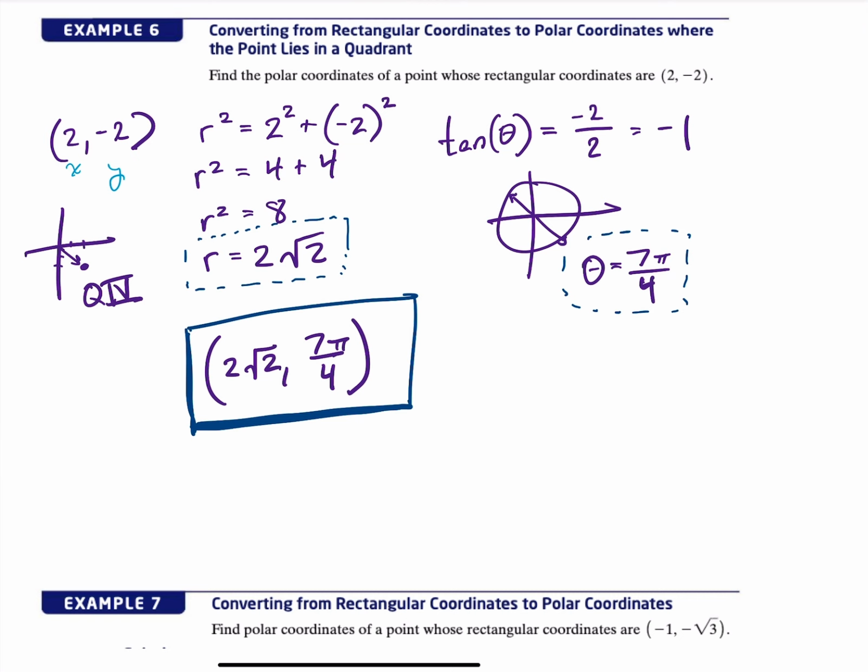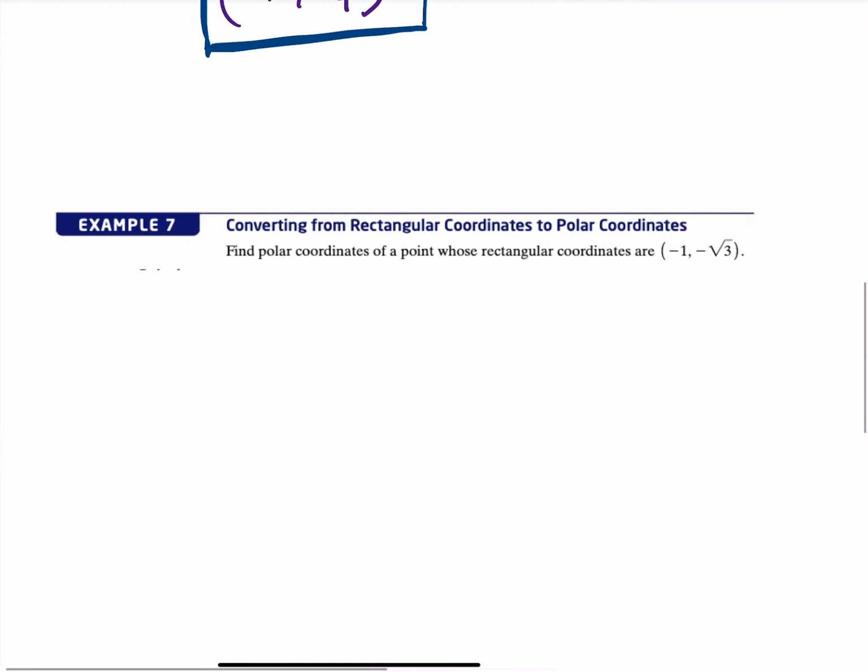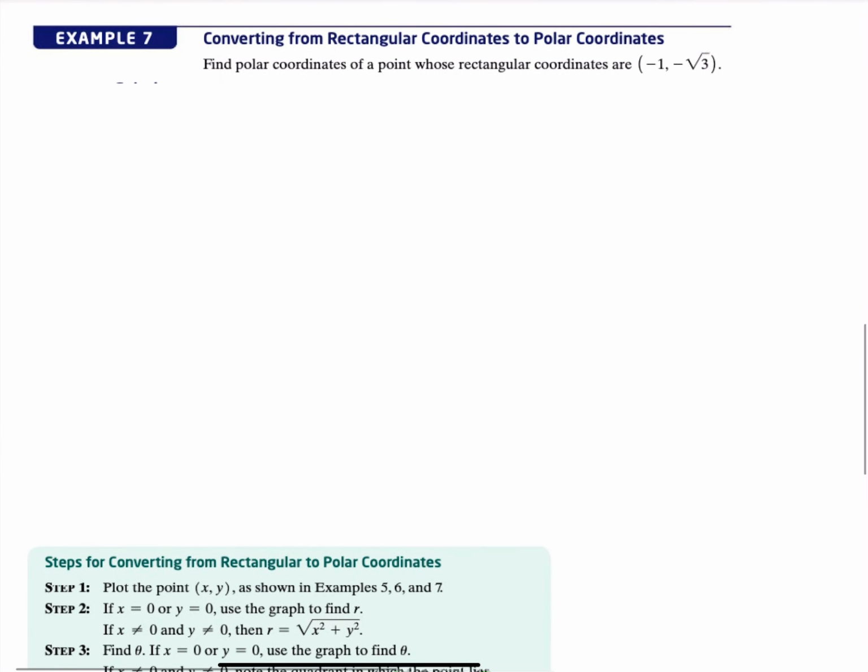All right, let's look at one more of these, example 7. So we're given the rectangular point, negative 1, negative root 3. So that's our x and our y. They're both negative, so that just tells me we should be in quadrant 3.